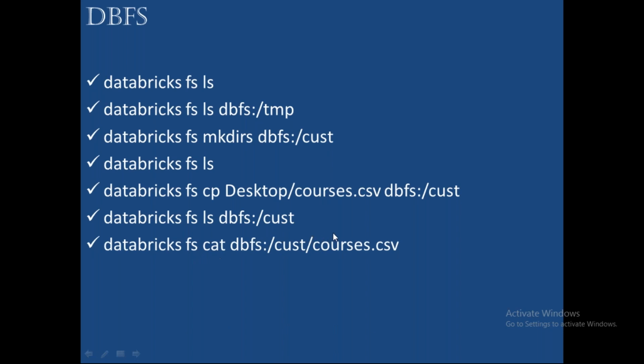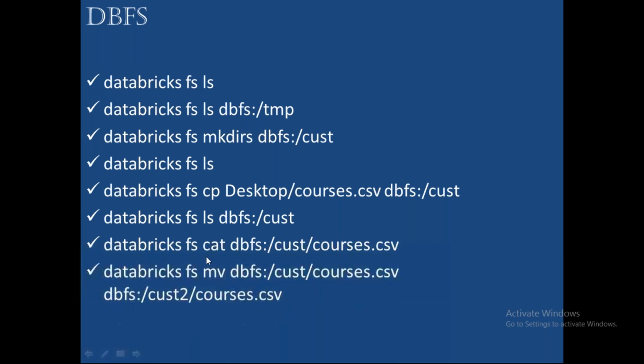Next, cat. I want to see the content which is there in this particular CSV file. If you want to see the data in this CSV file, cat is the command. All Linux commands you can use. Okay. Next, databricks fs mv. mv is basically for move. So dbfs:/cust/courses.csv, dbfs:/cust2/courses.csv, meaning this particular file I am moving to here.